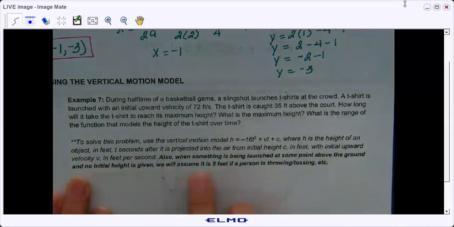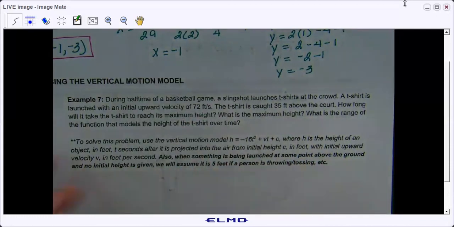Also, when something is being launched at some point above the ground and no initial height is given, we will assume it's 5 feet if a person is throwing or tossing it. So they do not give us the initial height here. We're assuming somebody is launching it from their height, and we're assuming that the average height is 5 feet. Is the average height 5 feet? I don't know, but that's what we're going to assume. Okay, does that make sense?